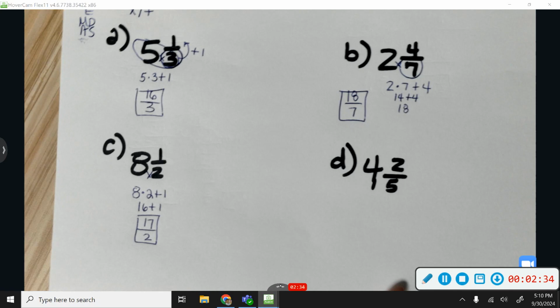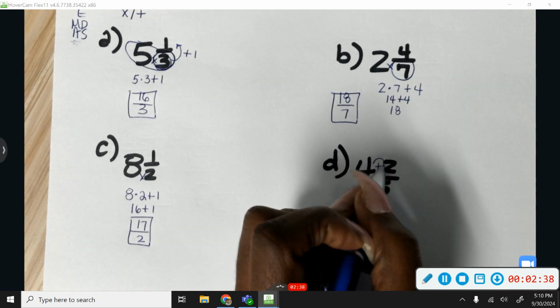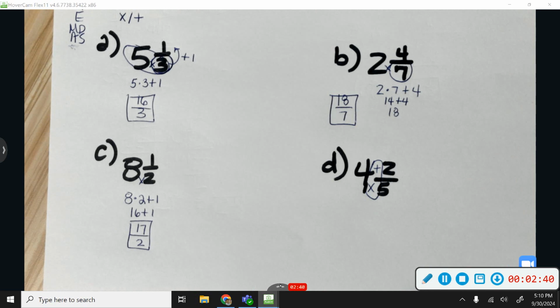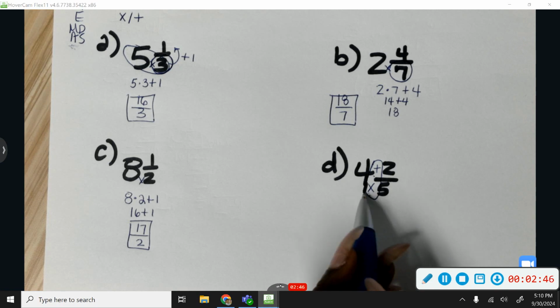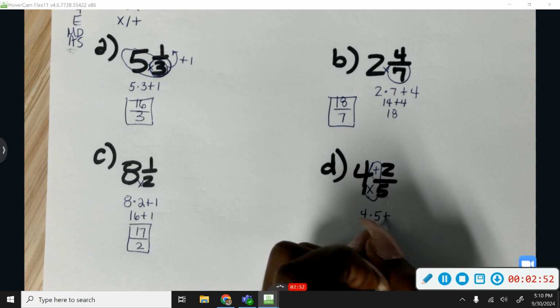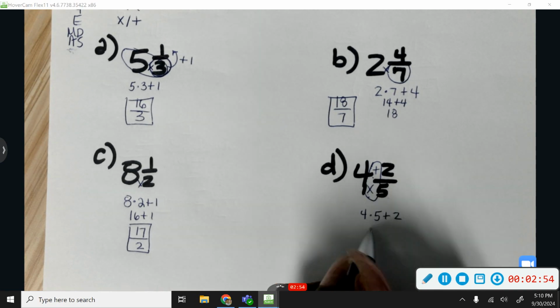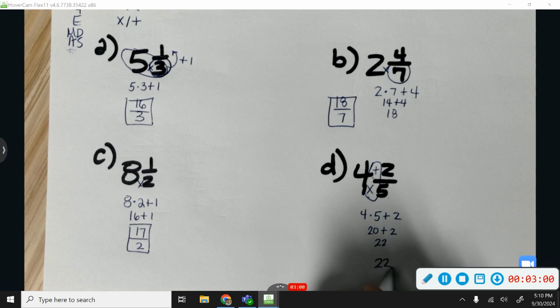Let's try one more. Times, add. And if you can see, there goes my TX right there. My T and my X. In this case, plus and then multiply. But remember, we multiply first and then we add second. So 4 times 5 plus 2. 4 times 5, that's 20. Plus 2, that gives me 22 over, you guessed it, 5.